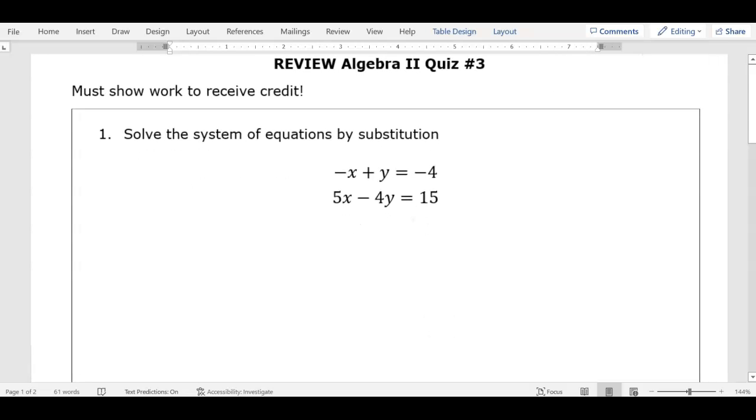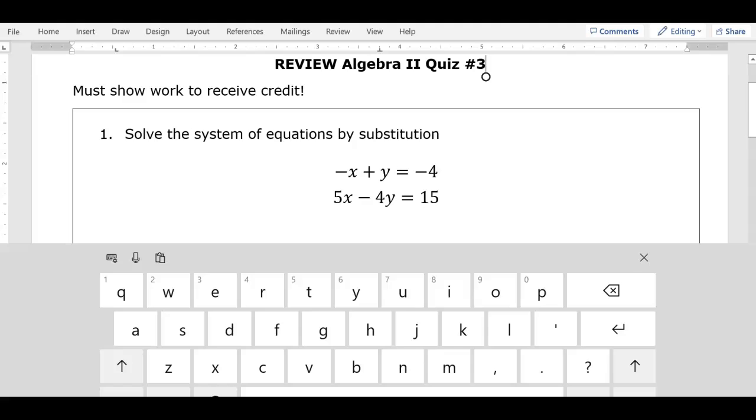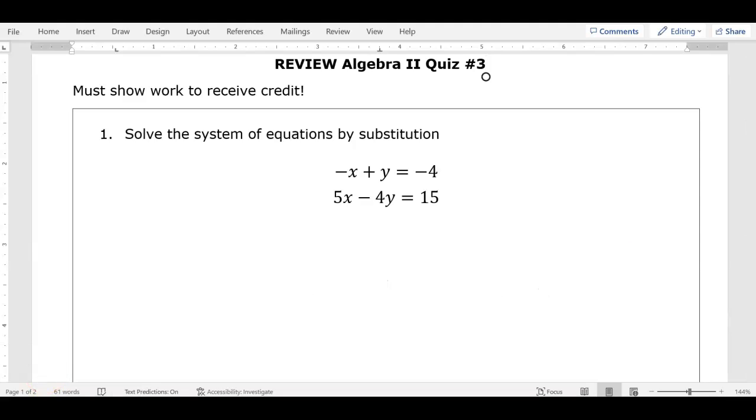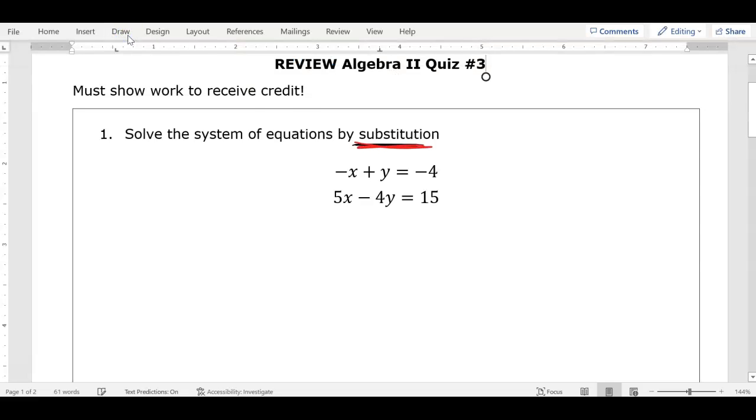Algebra 2, let's prepare for this quiz tomorrow. Okay, so you have a two equation system of equations. They're asking you to solve it by substitution, so you actually have to show me the substitution. If you just cut to the end solving it, it's not going to give you the points.